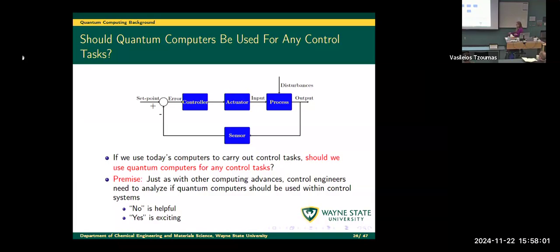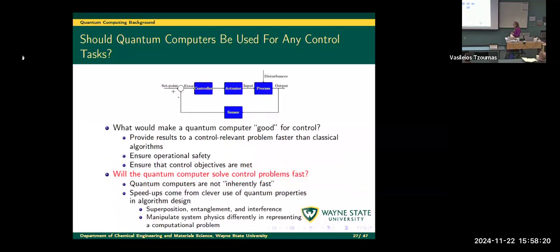And so let's say that the answer is no, quantum computers aren't good for anything in control. Well, that's helpful to know, because then at least we would know not to keep researching that. But if the answer was, hey, we found an interesting application of the quantum computer for control, then of course we would feel very excited as control engineers, because now we would have a new tool for something that we didn't have before.